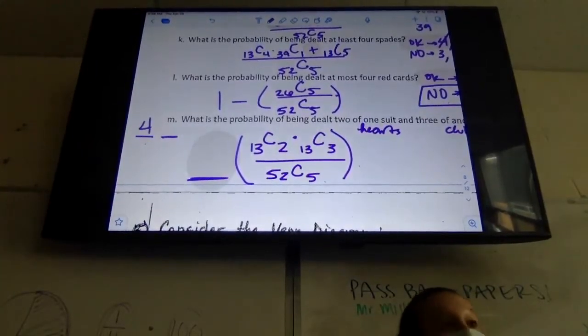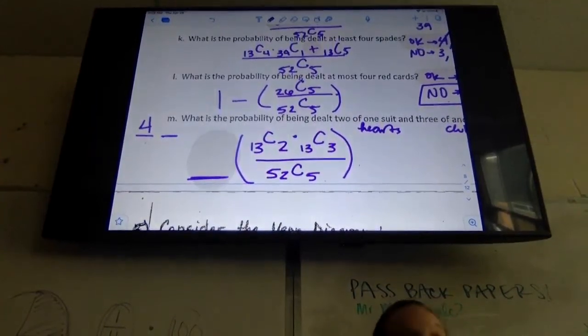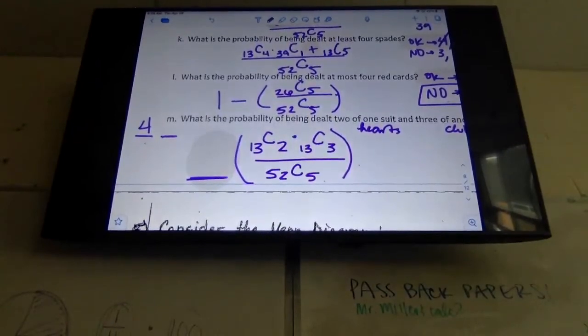4? Not factorial 4, because I only want 2 spots. Okay, so I picked 4. There were 4 things to pick, and then I picked hearts, and then I had how many options to pick clubs? 3. Okay, I just want 4 over 3.